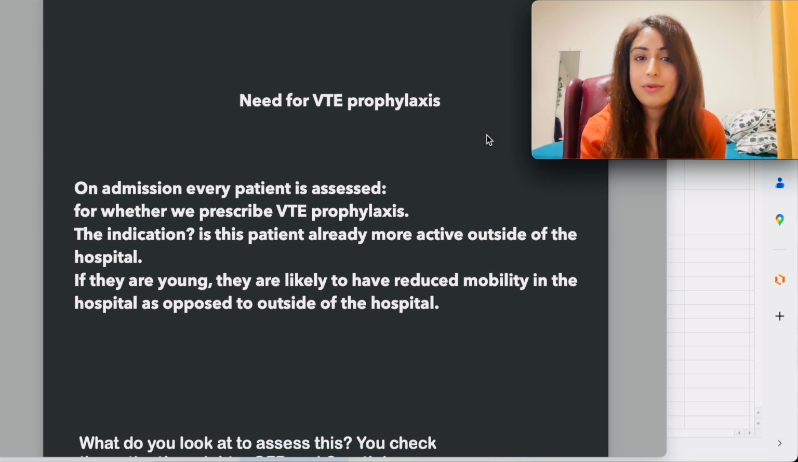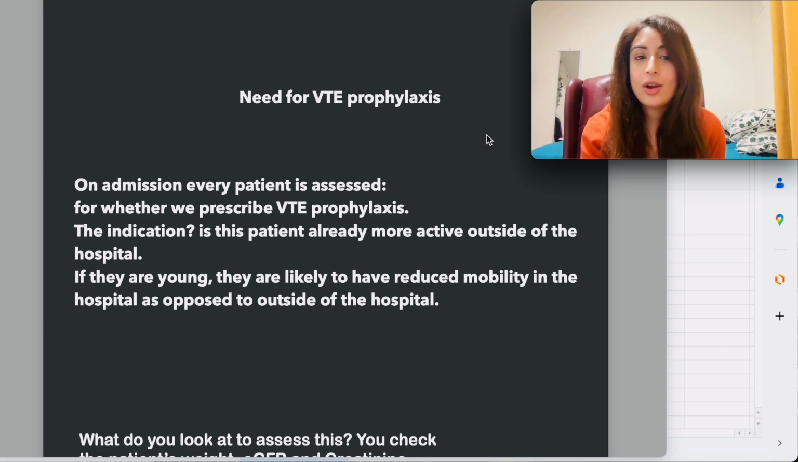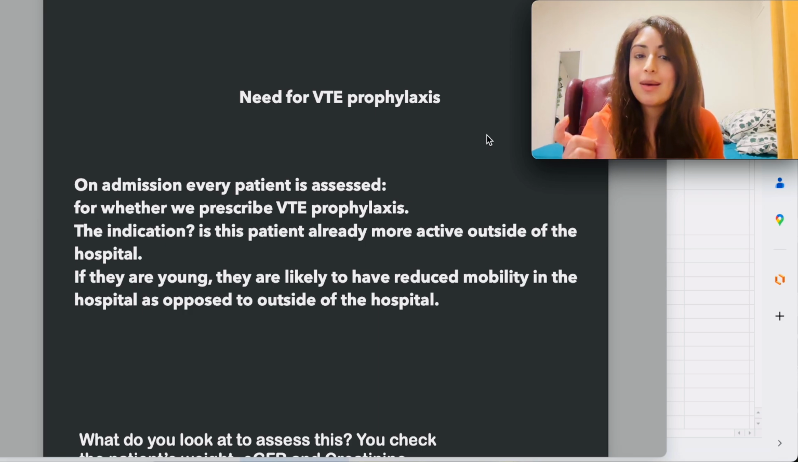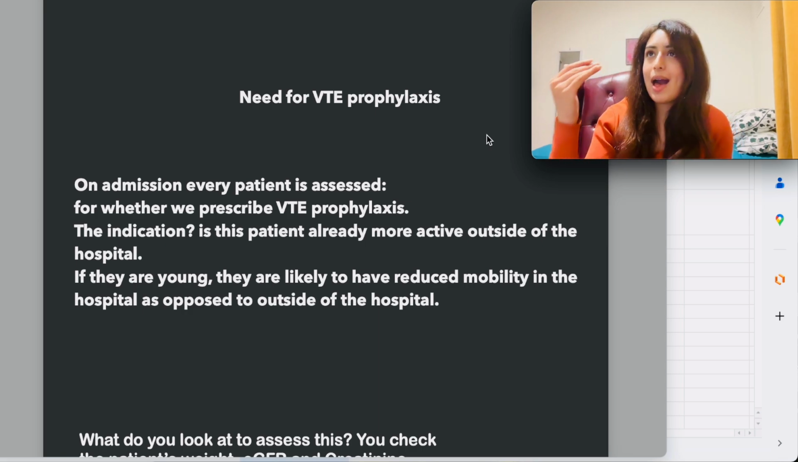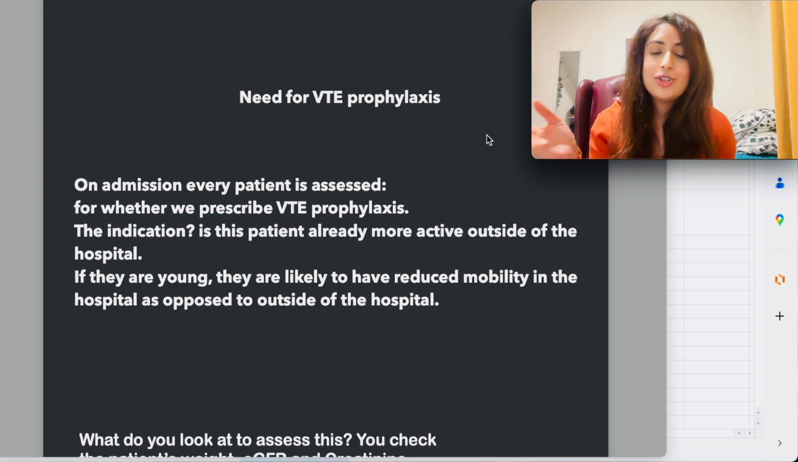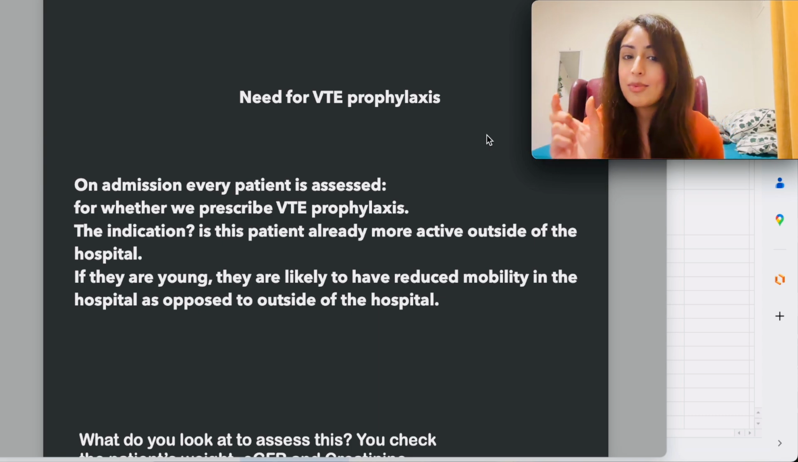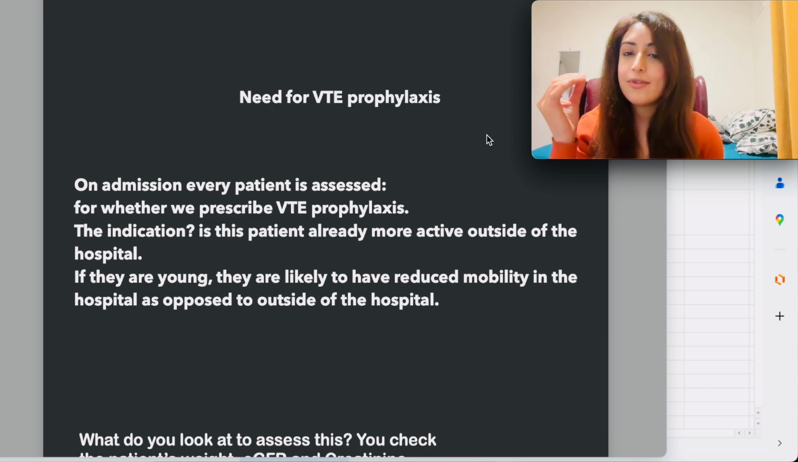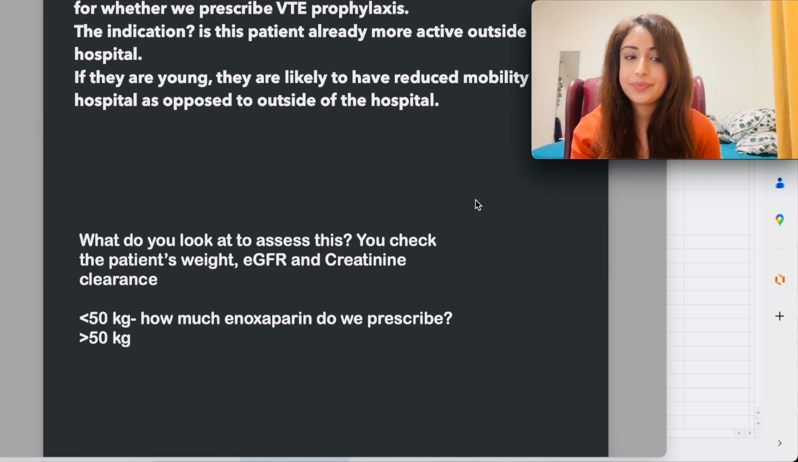So what is the need for VTE prophylaxis? On admission, every patient is assessed for whether we prescribe VTE prophylaxis. And a lot of young people that come to the hospital, the fact that their mobility will be reduced because they're so active outside of the hospital, just having that notion that their mobility is going to be reduced once they're inside the hospital is enough for prescribing VTE prophylaxis.